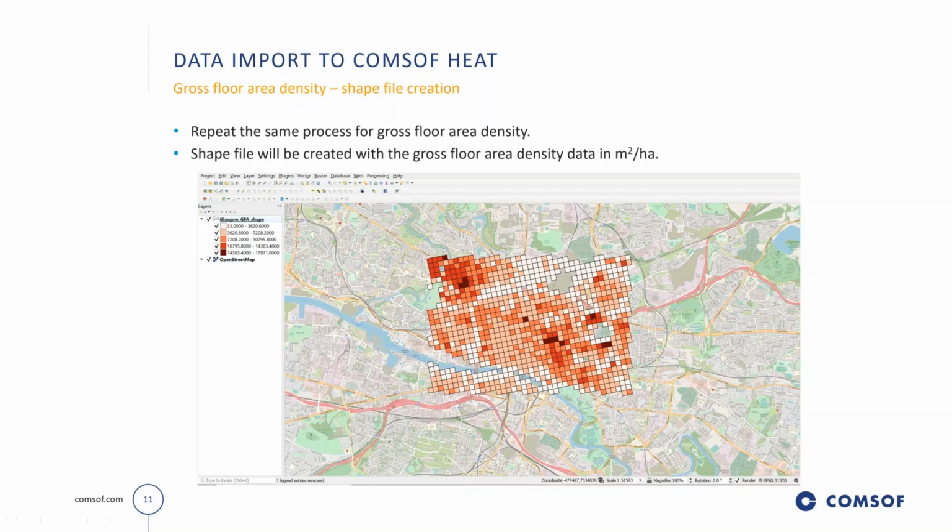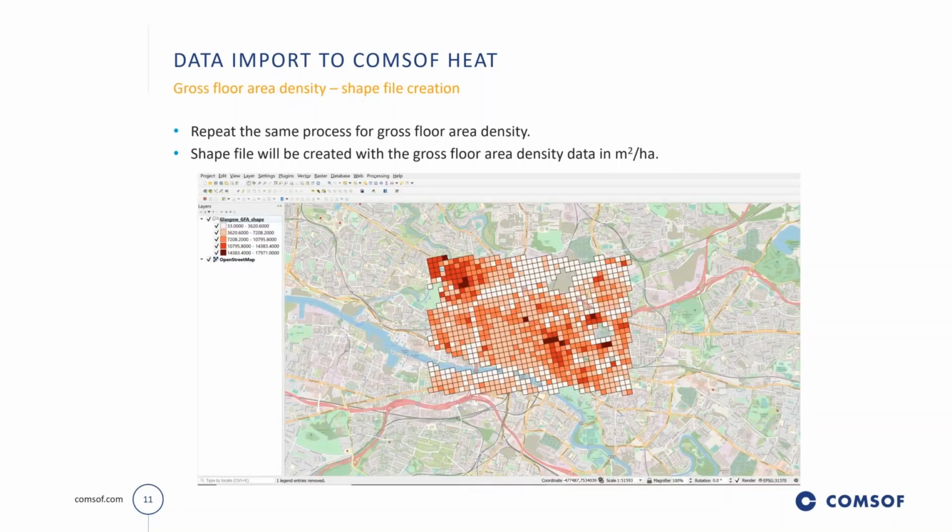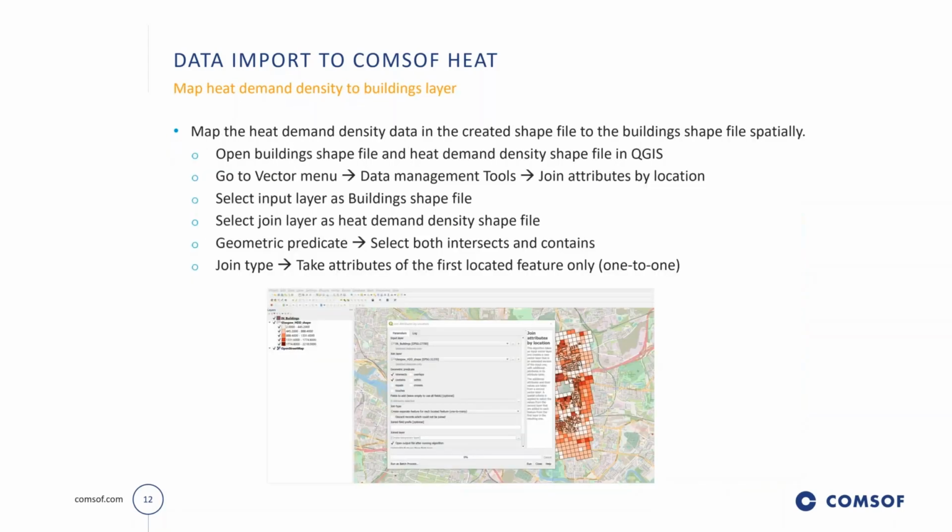Once you have these two different files, one with gross floor area density and one with heat demand density, we have to map this data into the buildings layer. In Comsof Heat, the starting point is the buildings shapefile, which we can download from OpenStreetMap. So we need to map these two shapefiles onto the building base layer. Now we have a building base layer, and then we need to map these data.